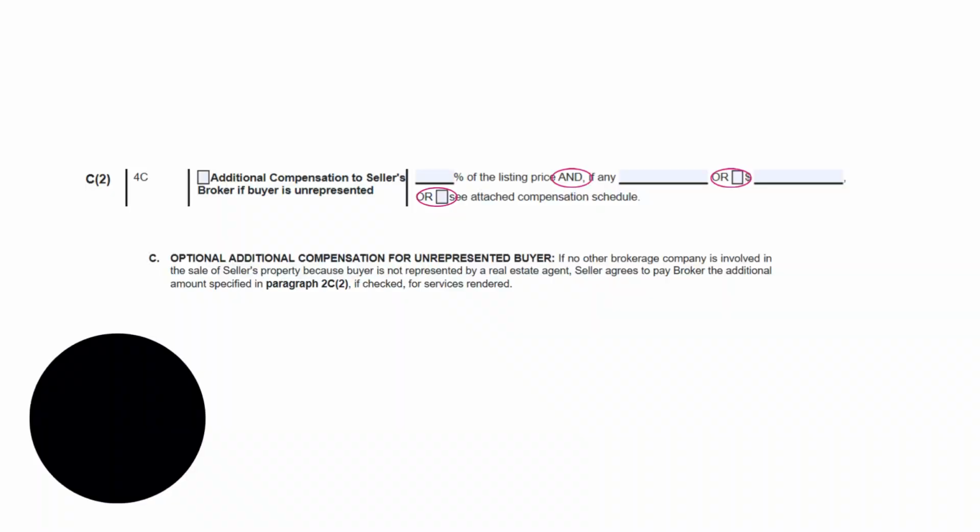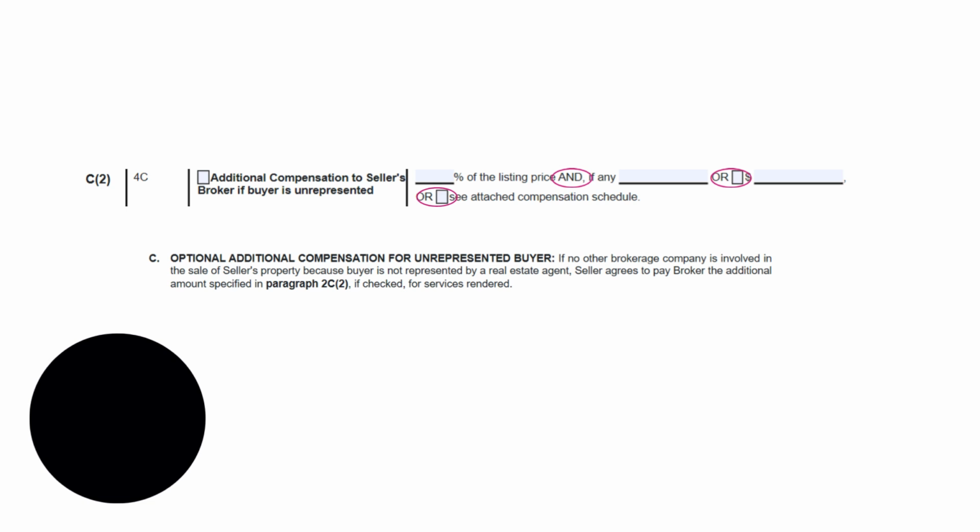Right, as we carry on going over the July 2024 version of the California Residential Listing Agreement, we are now looking at paragraph C2, which correlates with paragraph 4C in the body of the listing agreement. This is going to refer to the optional choice of having additional compensation for unrepresented buyers.